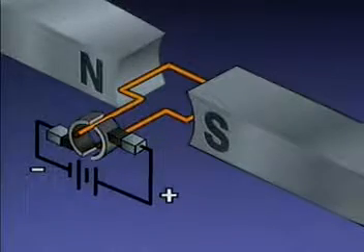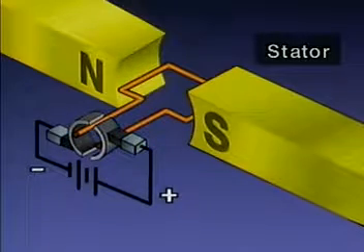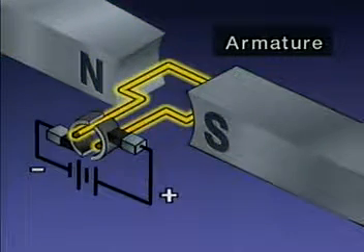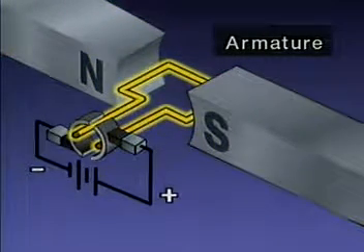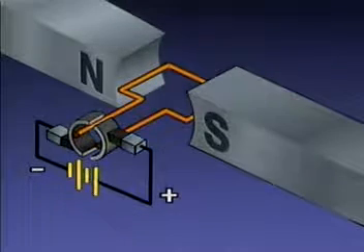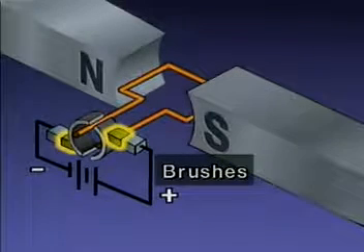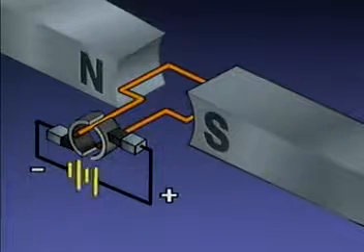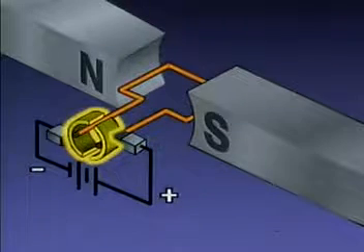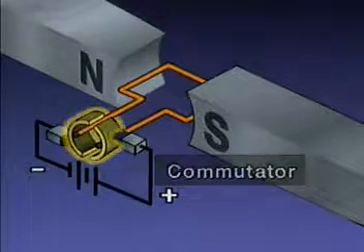This is an illustration of a DC motor. In this simplified example, the stator consists of two permanent magnets. The rotating part, which is shown as a loop of wire, is called the armature. The armature is connected to a source of DC power. These two components are called brushes. The brushes are connected to a DC power source. A conducting ring, known as a commutator, is mounted on the end of the armature.